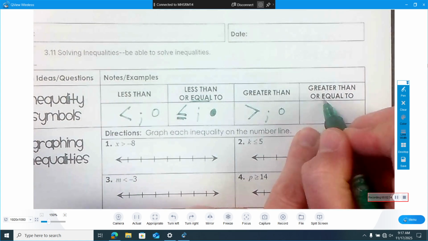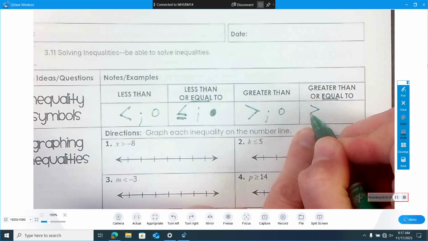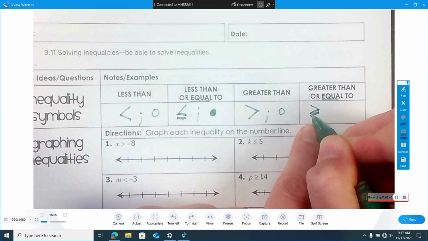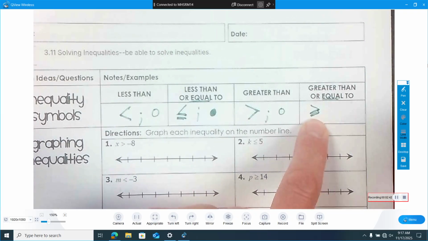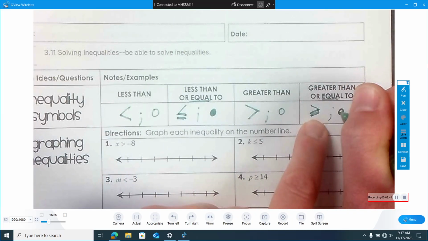Greater than or equal to. So we've got the greater than symbol, but it's got the little extra equal to part. So we have this equal to sign as well. And again, we're going to use a nice solid dot when we're graphing.